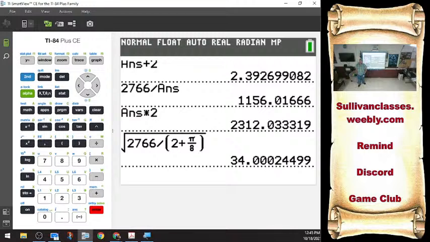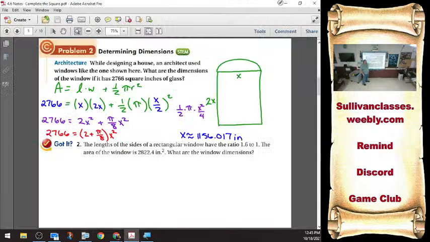So if I'm rounding to the 1000th place, this actually comes out pretty good, because now, what is x? 34. Just straight up 34. So in this case, rounding off to the 1000th place actually worked for me. We ended up with x was about 34 inches. So I will say that this window is 34 by 68. Okay. So every now and then, we are going to have that geometry stuff come back to us.